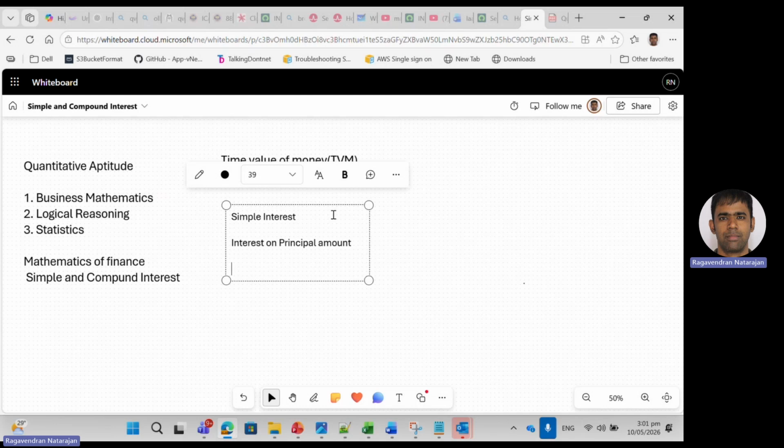Now we'll see the formula for calculating simple interest, then we'll explain with one example. Simple interest equals PRT by 100, everybody knows this. P stands for principal amount, R stands for rate of interest per annum, and T stands for the time period in years. When you appear for the exam, when you see the question, please write the formula first so that you get clarity on what you are going to write further.